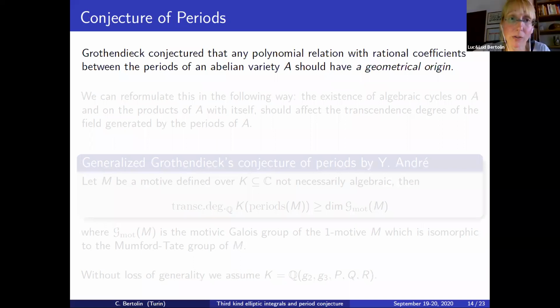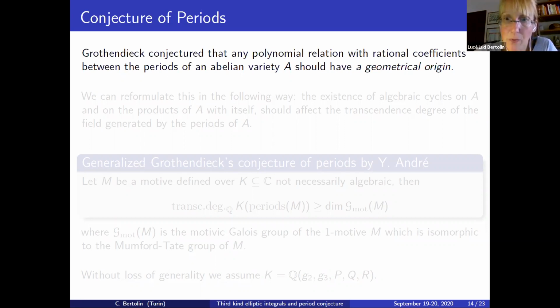Now we want to speak about the conjecture of periods. So, Grothendieck conjectured that any polynomial relation with rational coefficients between periods of an abelian variety should have a geometrical origin. But he never explained mathematically what this means. He just gave this intuitive explanation.